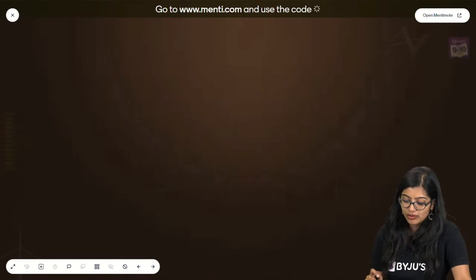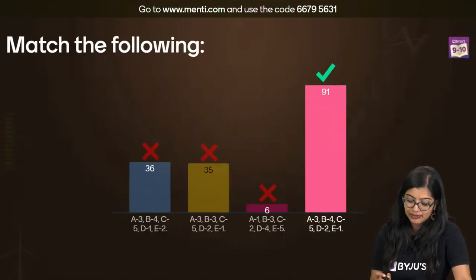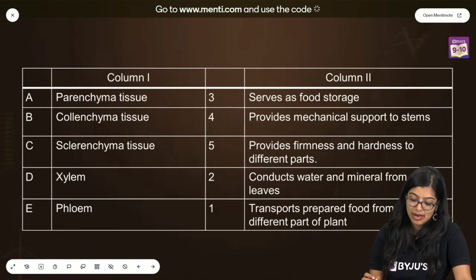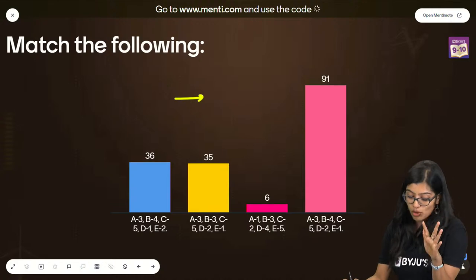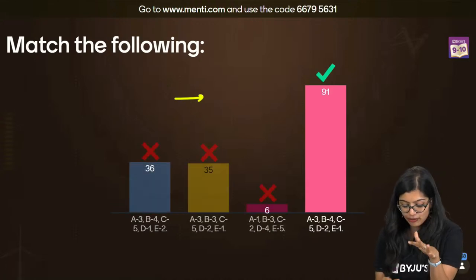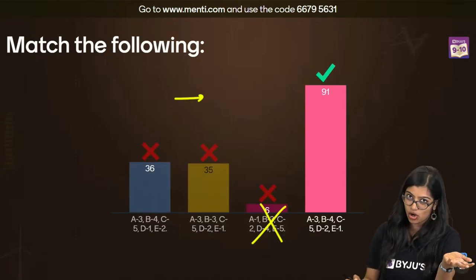So basically, what you need to do is use the elimination method, okay? First and foremost, you know what parenchyma does, right? Parenchyma serves as food storage. Your A is 3, that you know for sure. A being 3, of course, you have it in 3 options, but it will eliminate your option B.